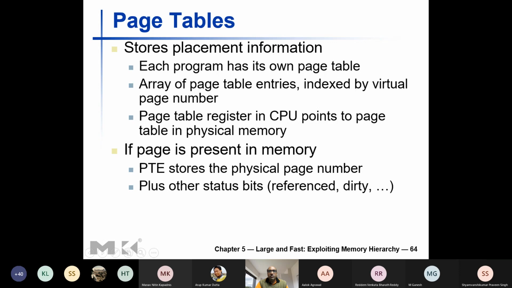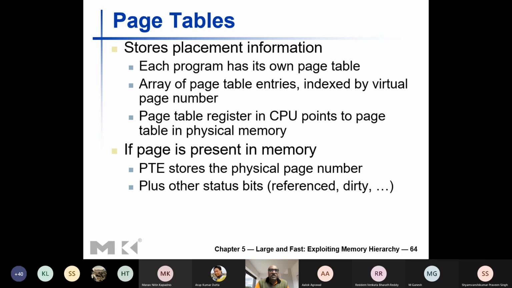Therefore, each program has its own page table, and the page table entries are indexed by the virtual page number. For example, as per the previous example, the 20 bits refer to the virtual page number. So in principle, the page table should contain entries corresponding to 2 power 20 pages. Out of that, very few pages may be present in the main memory, and all the pages should be present in the disk. So the page table provides that information, and it is indexed by the virtual page number, starting from the first location, the 0th virtual page, then the first, second, third, fourth, and so on.